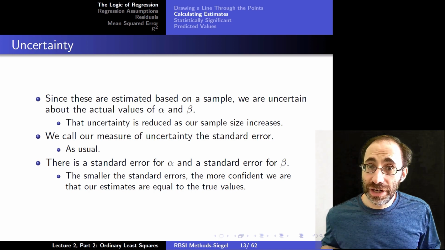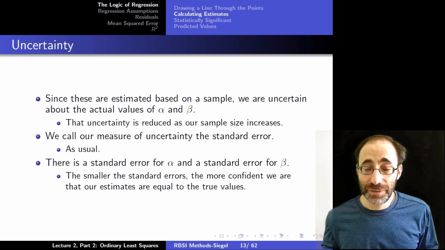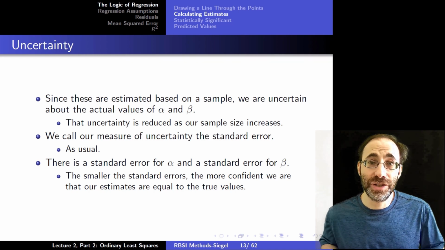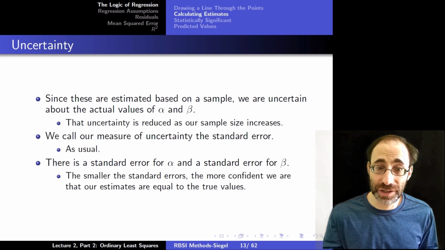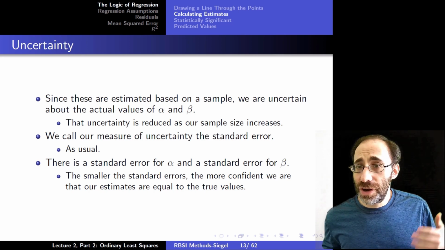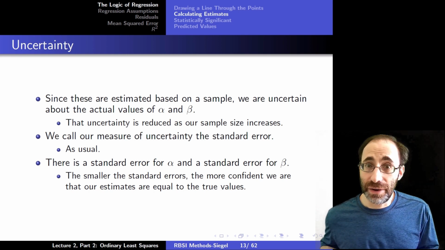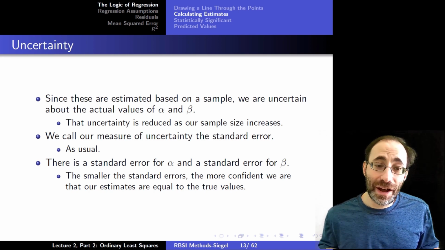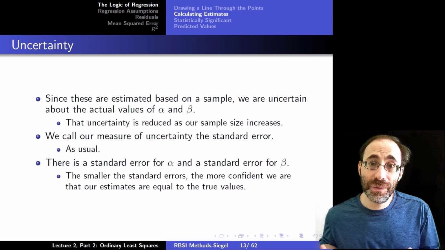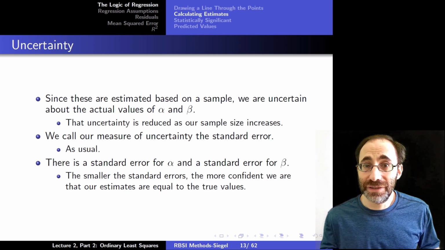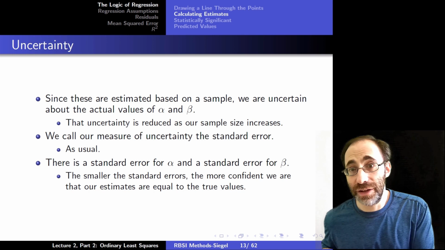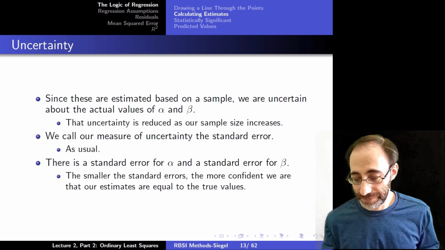As before, our uncertainty is going to get reduced the larger the sample is. If we had the whole population, we shouldn't have any uncertainty at all about our estimates because we actually measured the true values of alpha and beta in the population. We're going to call our measure of uncertainty, as usual, the standard error. And there's going to be a standard error for alpha and a standard error for beta. And the smaller all the standard errors, the more confident we are going to be that our estimates of alpha and beta accurately represent the true values in the population.